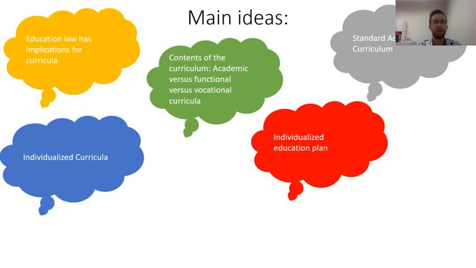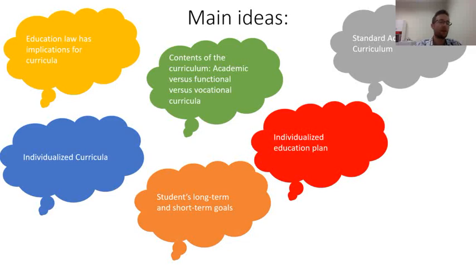In other words, how the decision making involved in developing an individualized education plan is influenced by the requirements of special education law, while trying to strike a balance between individualized curriculum and giving the student access to the standard academic curriculum. In general, all of this curriculum development needs to take place in the context of considering the student's long-term and short-term goals. In other words, where are they now, and where are they headed?